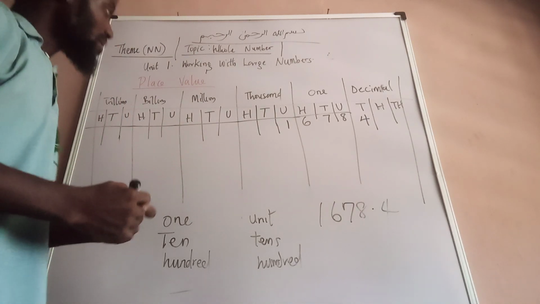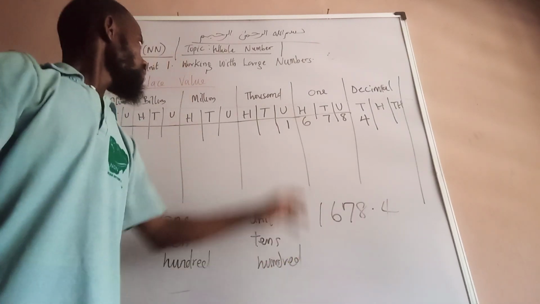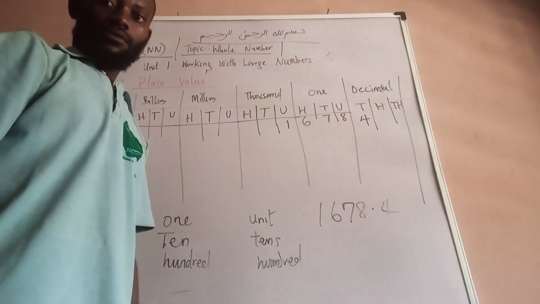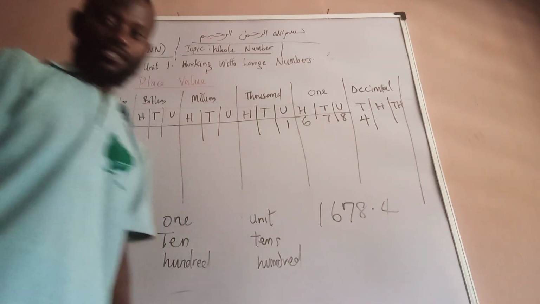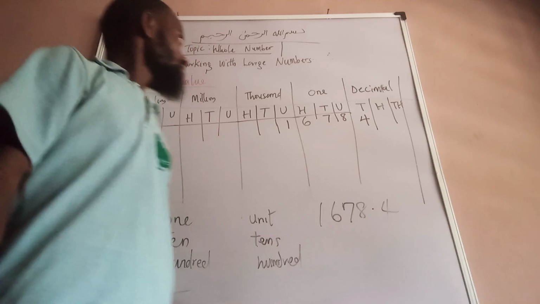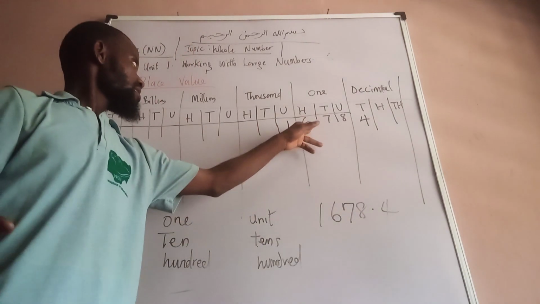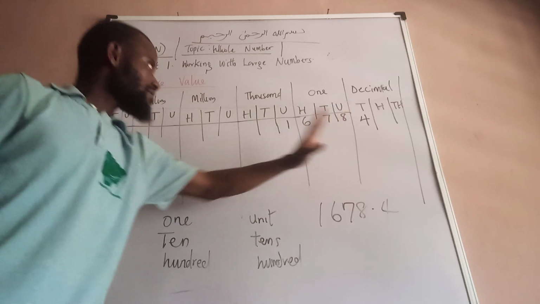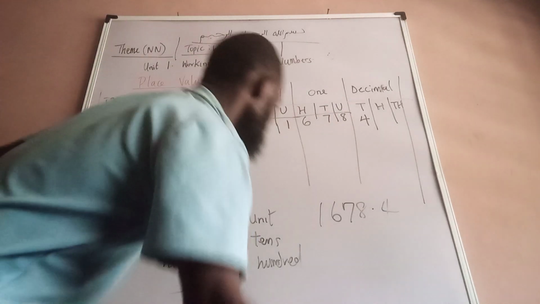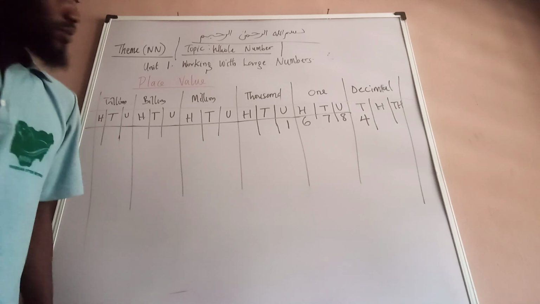So you can see that when I called it, I said 1,678. 1,678. I don't know if you are getting me. 1,678, same way. Now, you can see how it is being done.